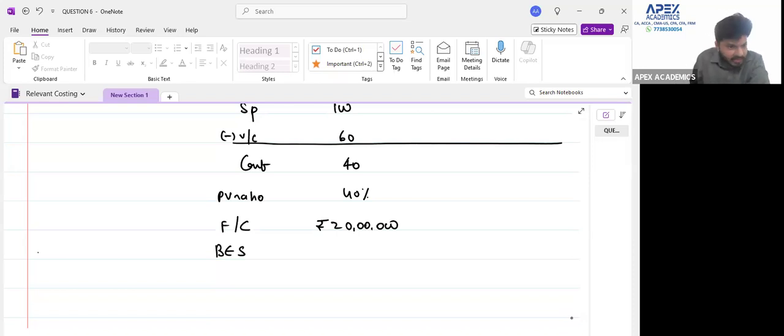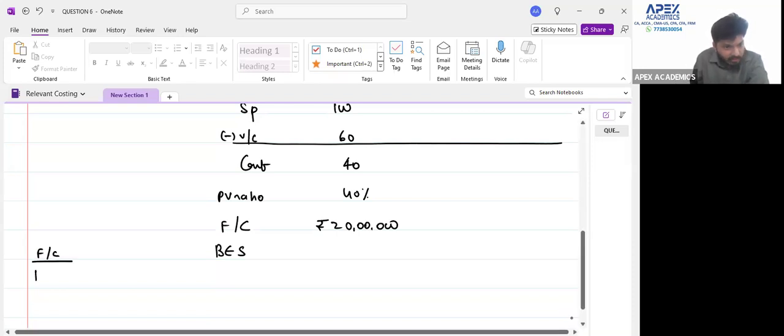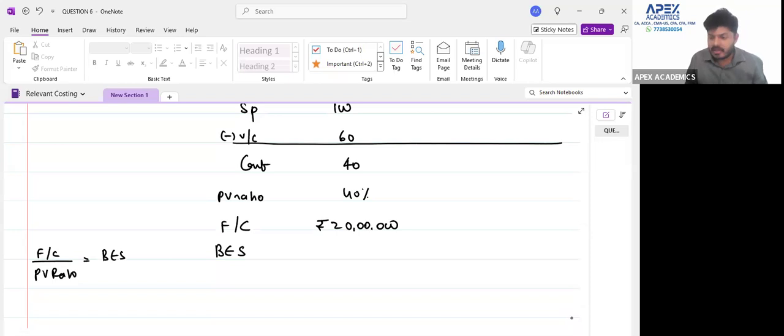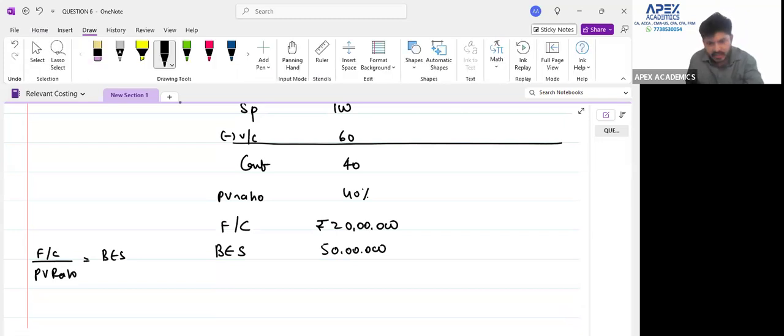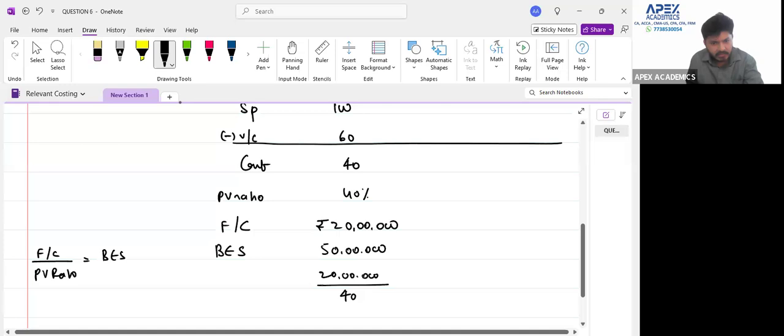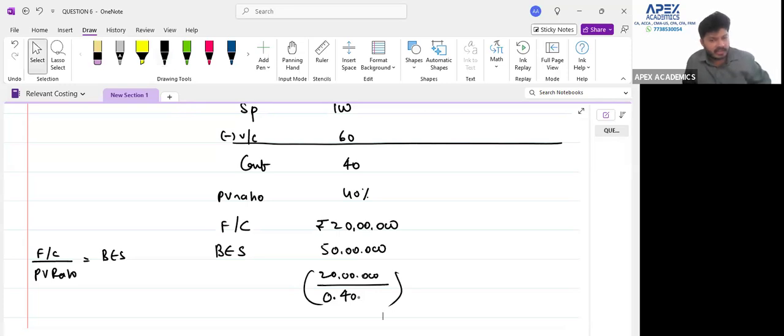What is the formula of break even sales? Fixed cost upon PV ratio is equal to break even sales. So what is your break even sales? 50 lakhs? Yes or no? Please tell me that. For the first one, how did I get it? Very simple. It was nothing but 20 lakhs divided by 40 percentage. 0.4 is nothing but 40 percentage. Agreed or disagreed? Yes or no?